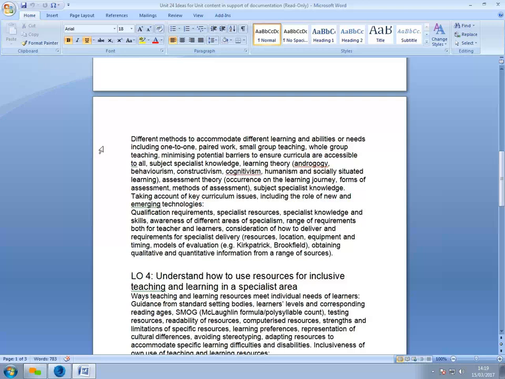Then go down to actually how to deliver: the requirement for specialist delivery, resources, location, equipment, and timing, models of evaluation. We've not brought that up before. Of evaluation, if you look at which is the best of those, I like Dr. Brookfield. If you look them up, you'll look at obtaining qualitative and quantitative information from a range of sources.